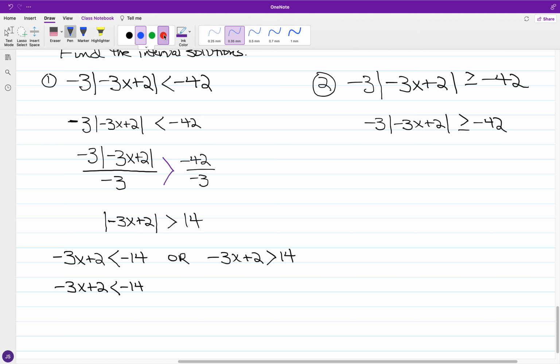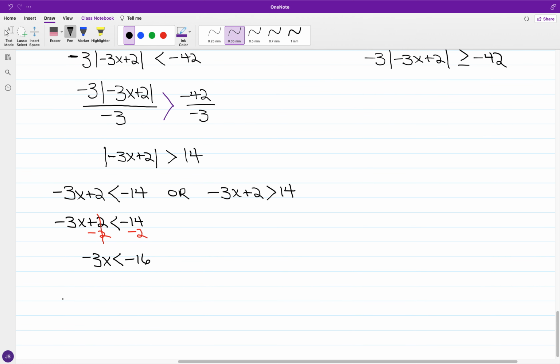And isolating the negative 3x. If I take 2 away from both sides, I'm going to have that negative 3x is less than negative 14 minus 2, which will be negative 16. And dividing by negative 3, you have another run-in with either multiplying or dividing by a negative. Each time you do so, the direction of the inequality changes. So for this statement, x is going to be greater than, and negative over negative is a positive, so x is greater than 16/3, or you could also write x is greater than 5 1/3.